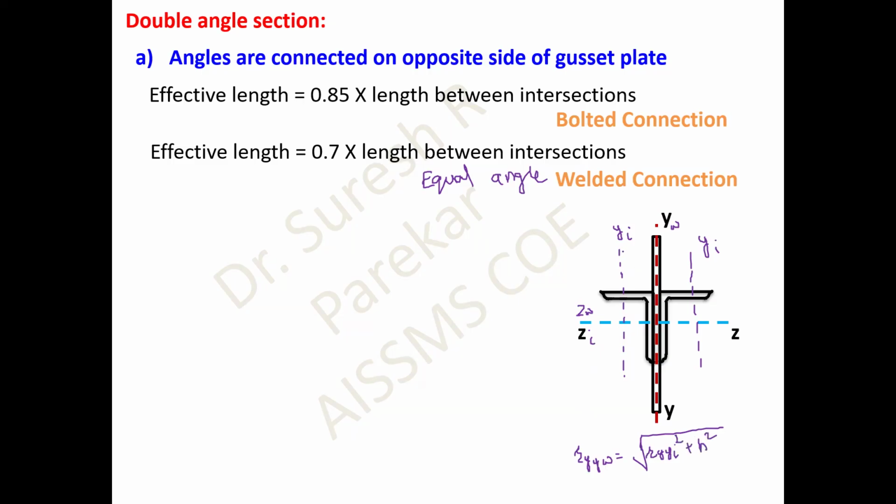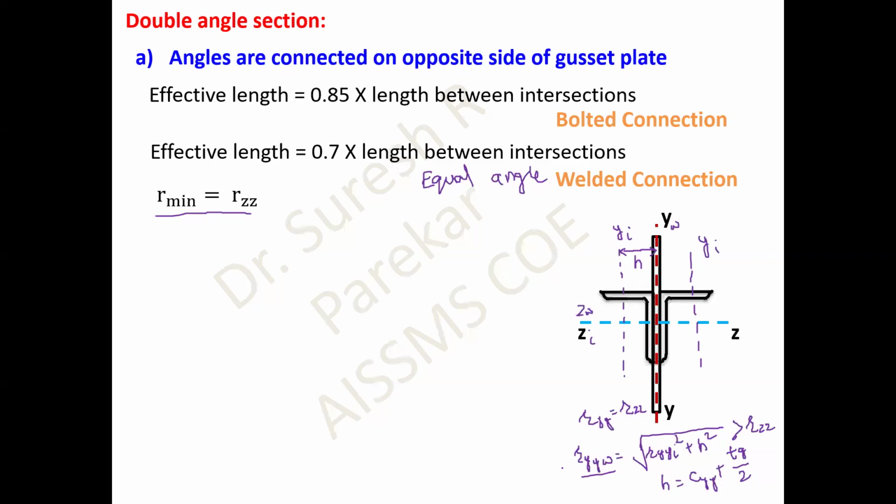What is H? H is the distance between the individual axis and whole axis. And how will we get this value of H? This will be CYY plus thickness of gusset plate by 2, and from this we will get the value of H. And therefore, in an equal angle section we have RYY equal to RZZ, and RYY whole section will always be greater than RZZ. Therefore, we will take R minimum equal to RZZ in case of equal angle.